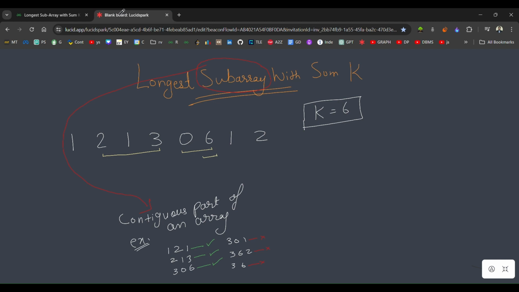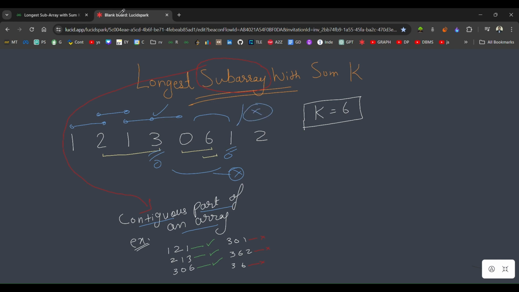What is a subarray? A subarray is a contiguous part of an array, which basically means continuous, right? So 1 and 2, these two are a contiguous part. 2 and 1 are a contiguous part. 1, 3, 0, this is a contiguous part. But 3 and 4, these are not contiguous, right? Why? Because 3 is here and 4 is in some other location. They are not together, right? So that's the reason they are not contiguous, so they are not subarrays.